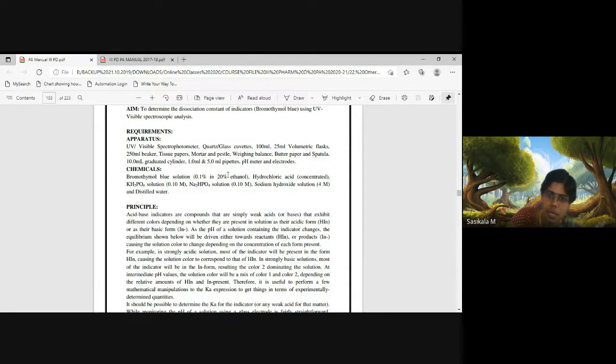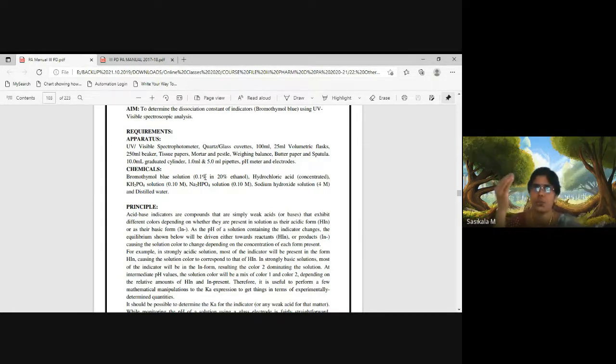Then we need to make it up to 100 ml. First, dissolve the bromothymol blue with 20% ethanol. The solvent is 20% ethanol. 20% ethanol means 20 ml ethanol in distilled water, so 80 ml distilled water it will be having. So that is called 20% volume by volume ethanol. That 100 ml is taken and used for dissolving the bromothymol blue, 0.1 gram.